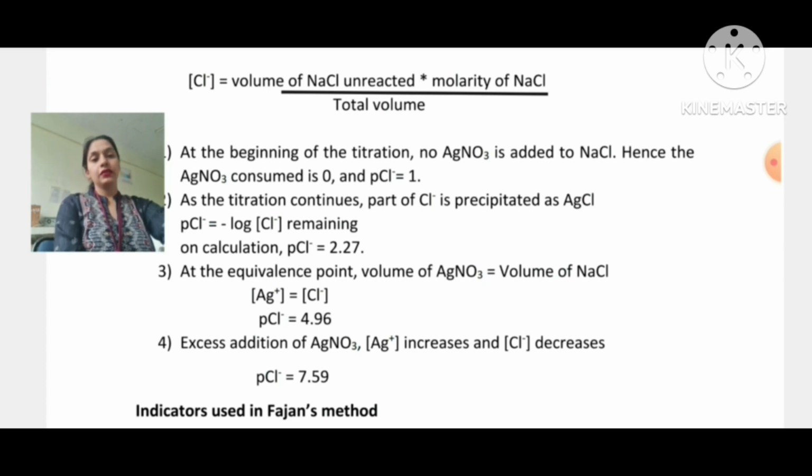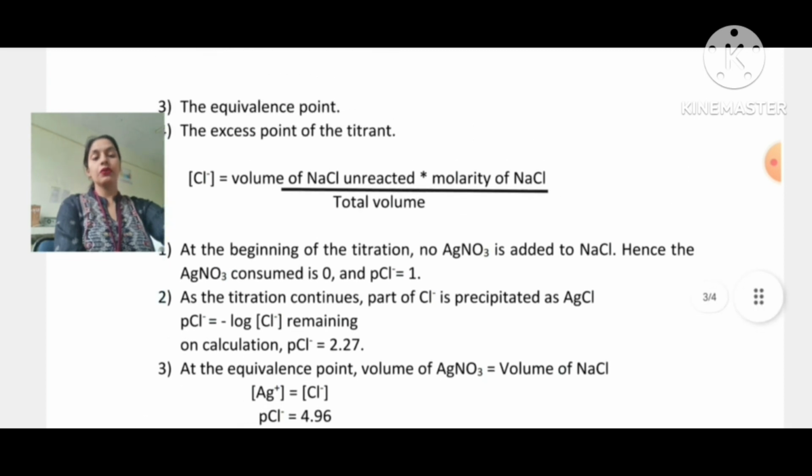So chloride ions will be 7.59. That is the calculation which we will do by this formula.